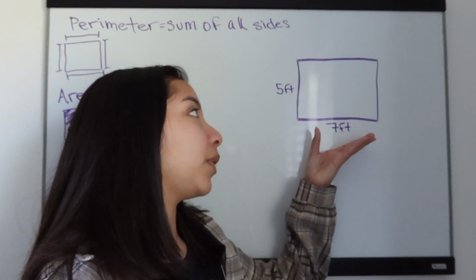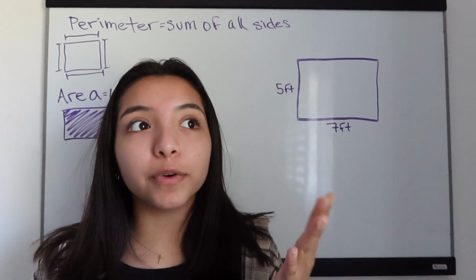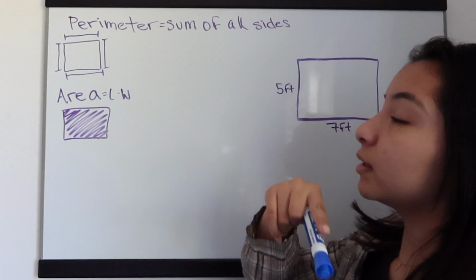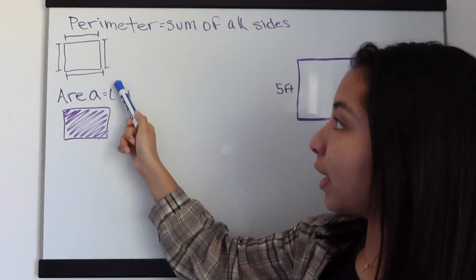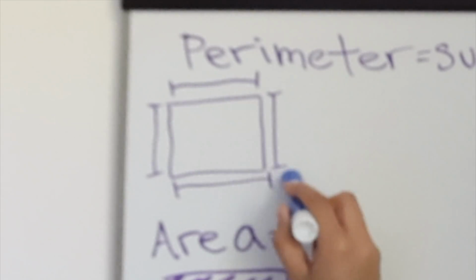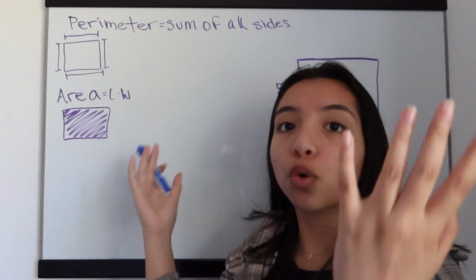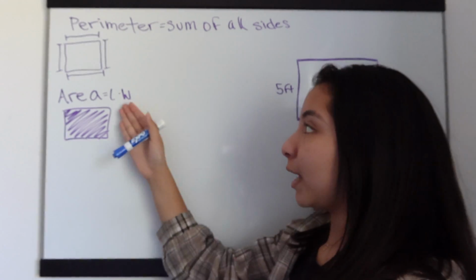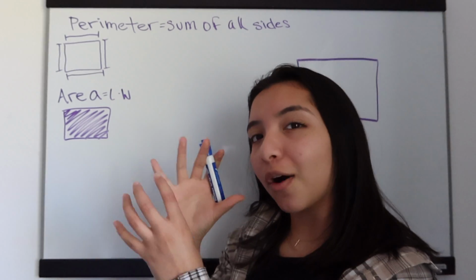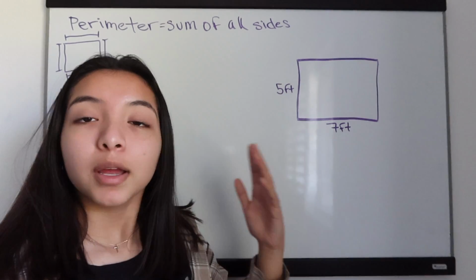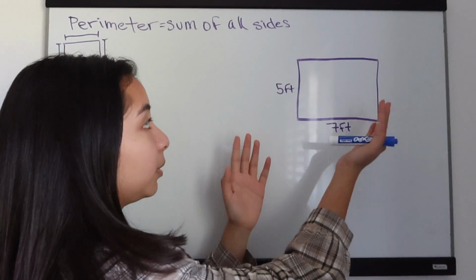So let's get started. Before we find the perimeter and area for this rectangle, we first have to know what perimeter and area is. Perimeter is the sum of all sides, so it's all sides of any figure added together. For this rectangle, we would add this side, this side, this side, and this side to get the total length of the outside of that figure. Area, on the other hand, is length times width, which will give me how much is inside of a figure, if that makes sense. Now, moving on to the problem right here.